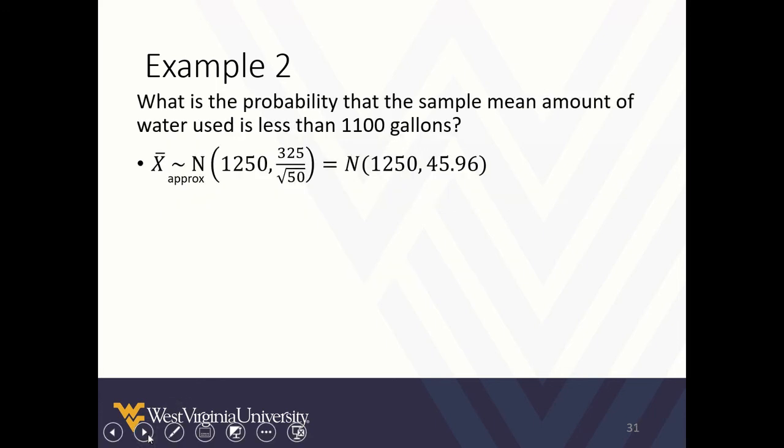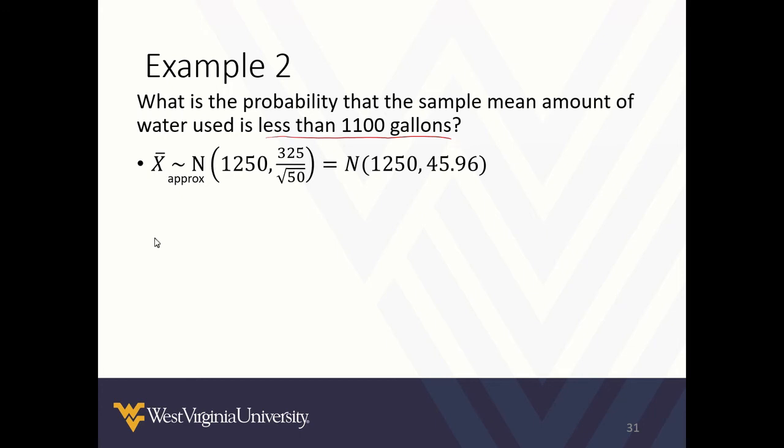So now we are going to ask the question, what is the probability that the sample mean amount of water used is less than 1,100 gallons? And again, we can recall from our previous slide that our sample mean is going to follow the approximate normal distribution with mean 1,250 and a standard deviation of 45.96.